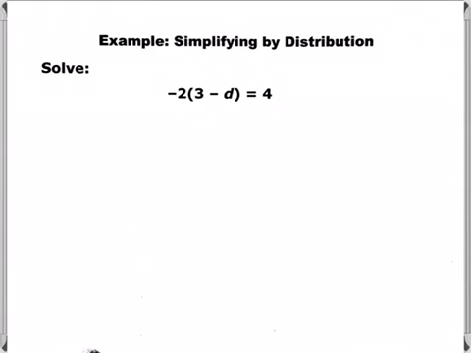At this point, go ahead and pause the video, try this third example on your own, and when you're ready, push play and you should see the answer.